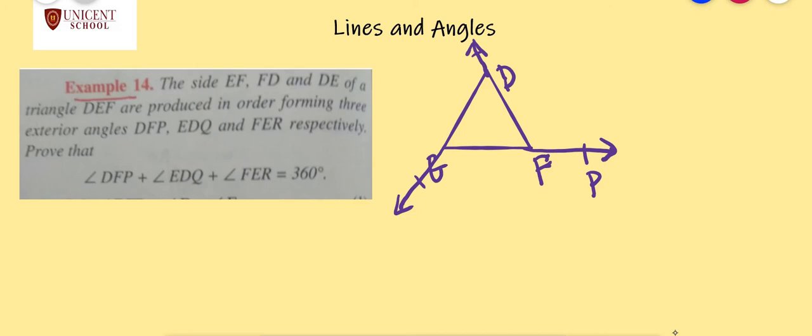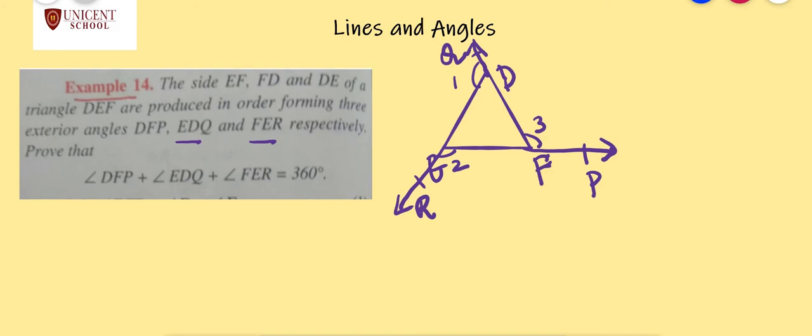And next is EDQ. So we will name this as Q. And the other is FER. So this part we will name it as R. Now, name this as angle 1, exterior angles, angle 2, and this as angle 3. So these angles 1, 2, 3 form the exterior angles for the triangle.